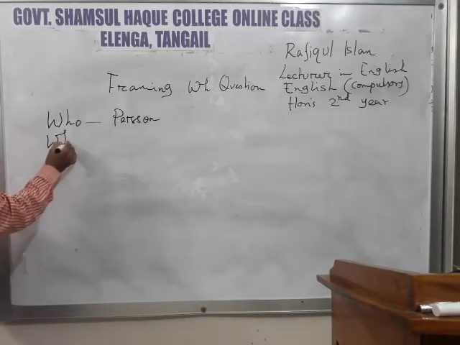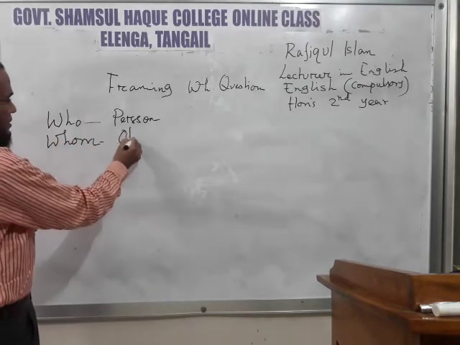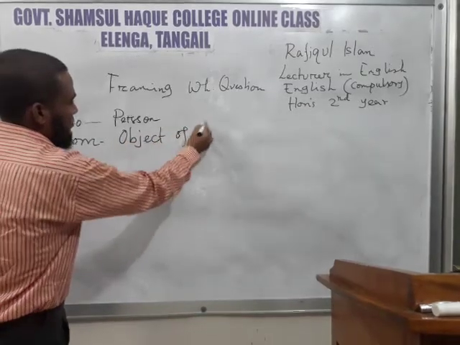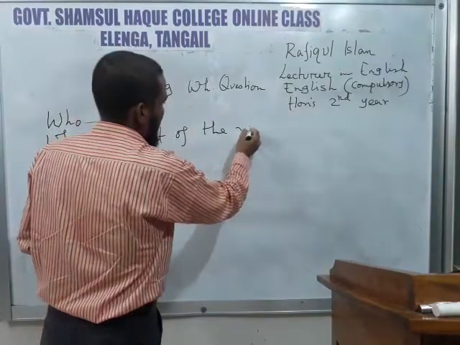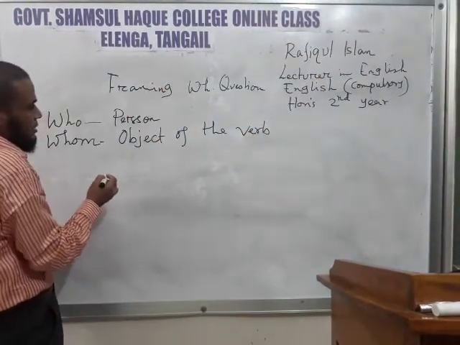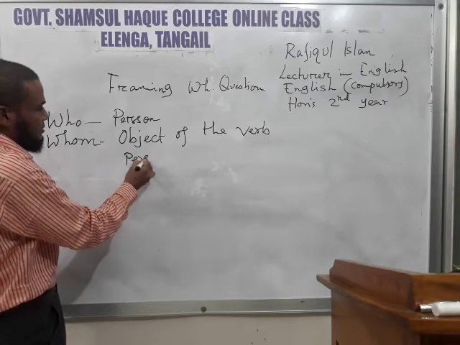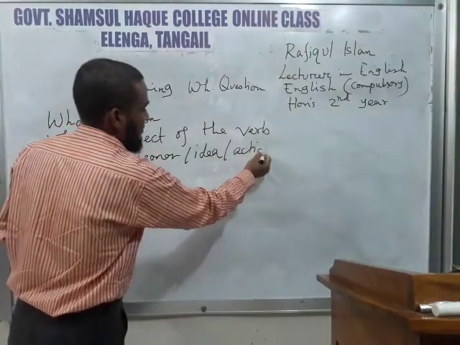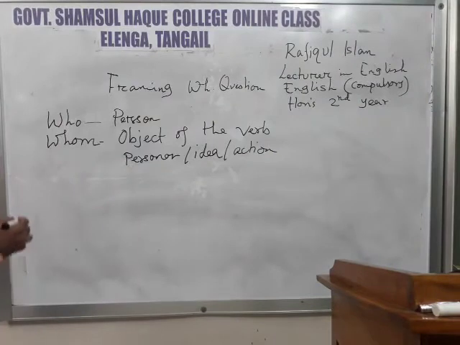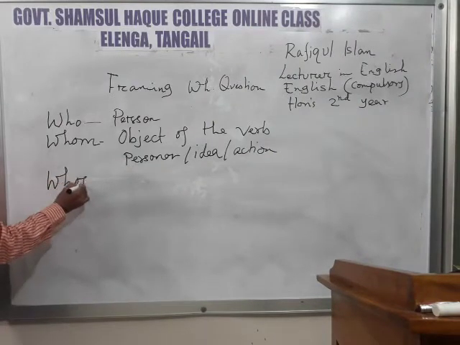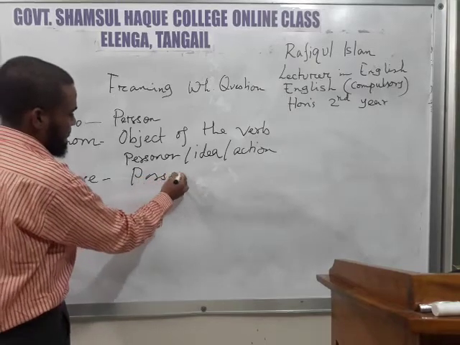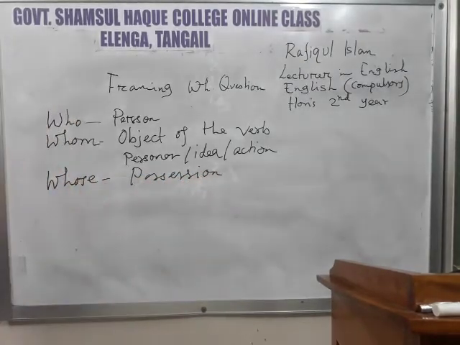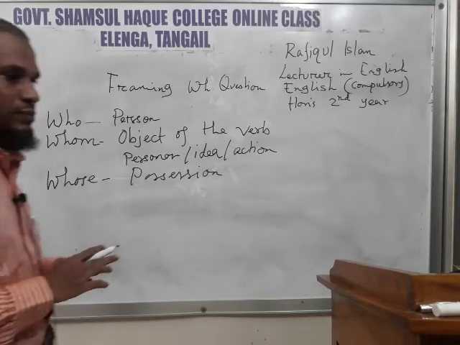Next comes whom. It means object of the verb. The object may be person, idea, action, vice versa. Next comes whose. It means possession. These are 3 WH words which are used amply in our day-to-day life.